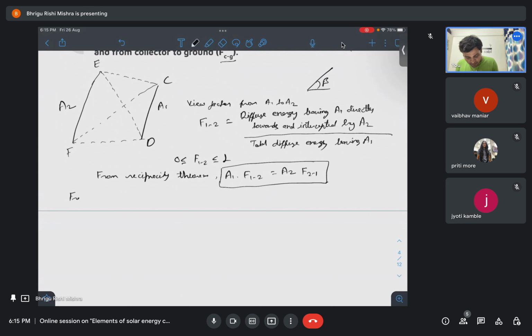So from law of energy conservation, the summation of all such view factors from 1 to all such surfaces equals 1. So here in this case we are considering only two surfaces, A1 and A2.